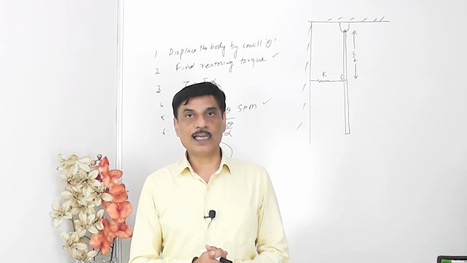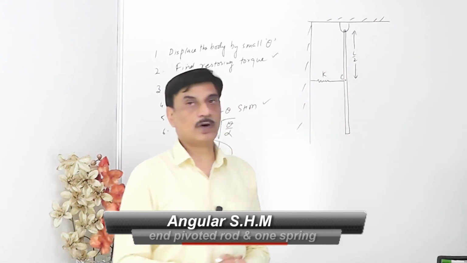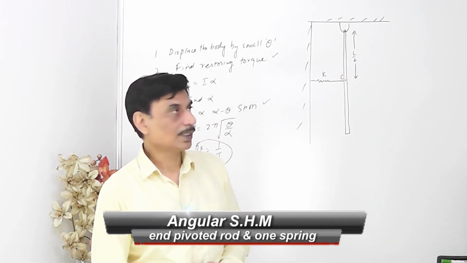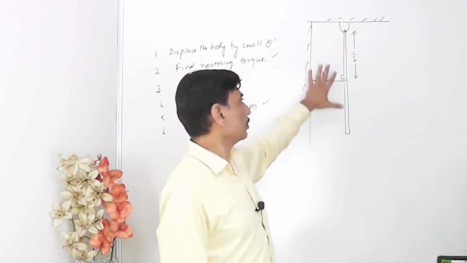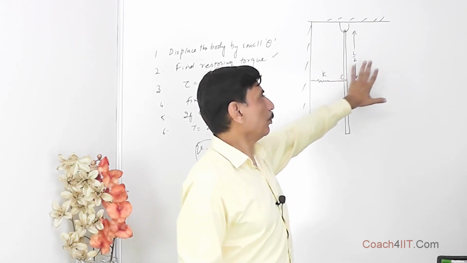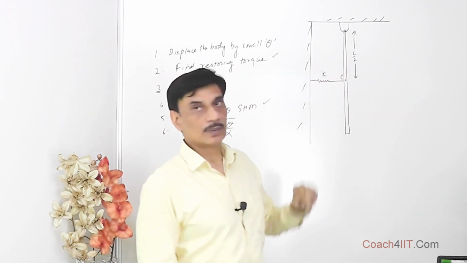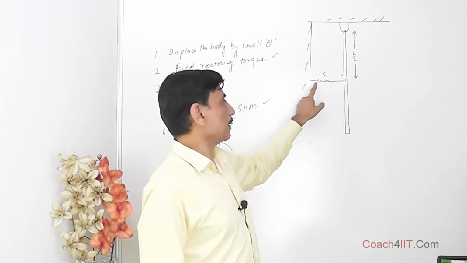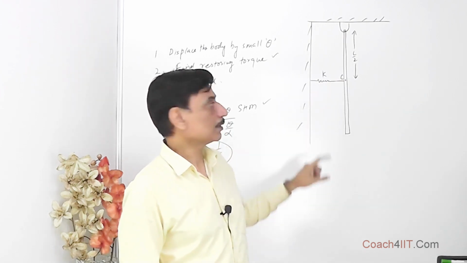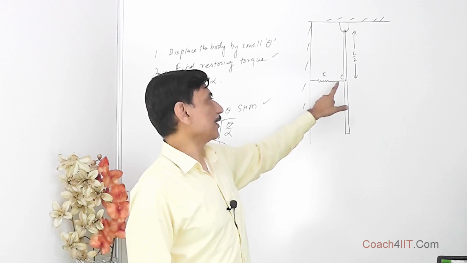We are given to find the time period of this rod, which has uniform linear mass density. It is pivoted over here and it is free to move about this point in a vertical circle. At a distance L by 2, that is where its center of mass is, it is connected through a spring. This spring is a horizontal spring attached to the wall and the center of mass, and this is its natural length.